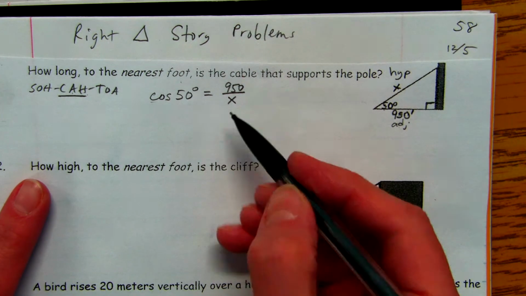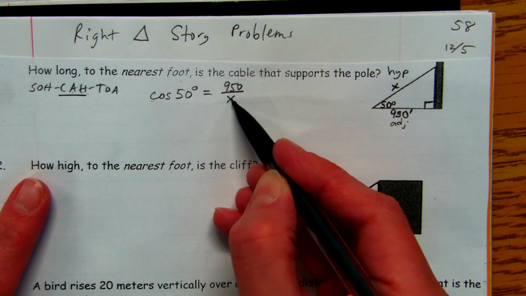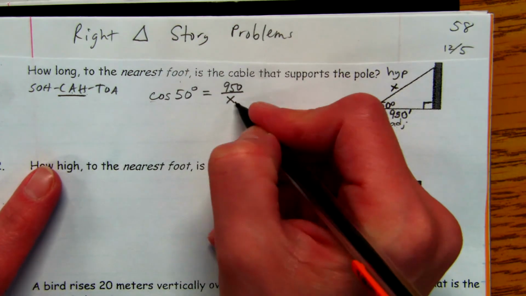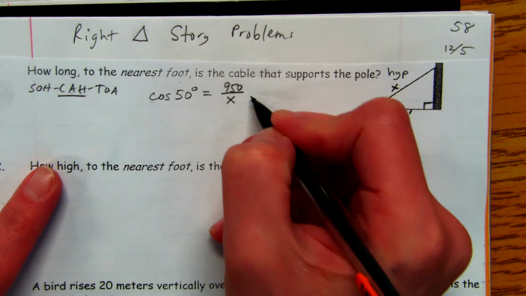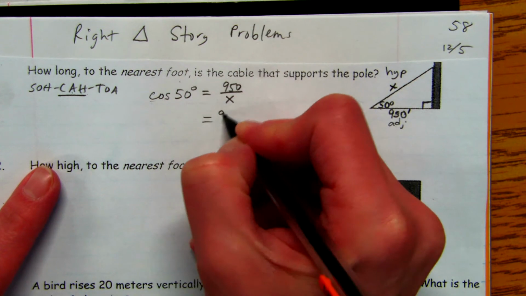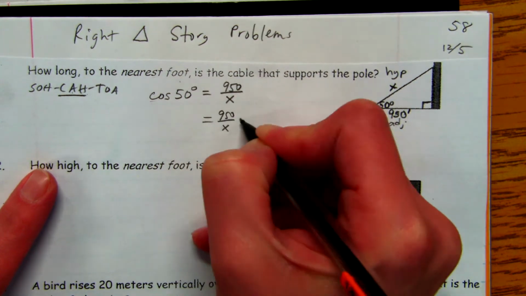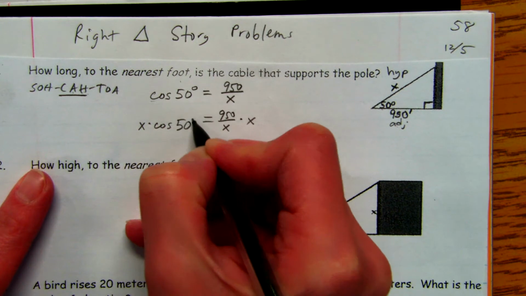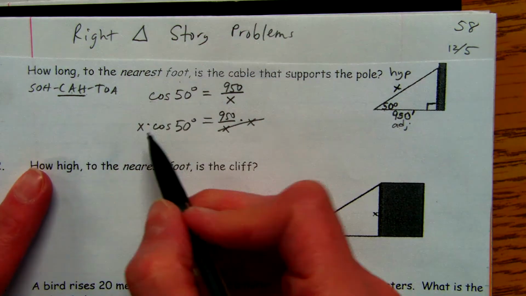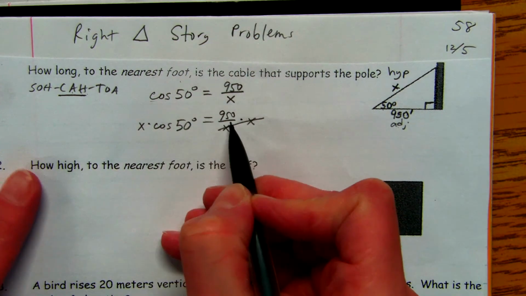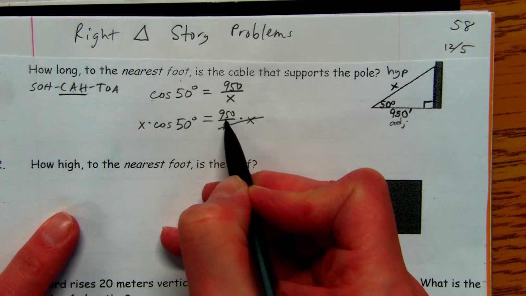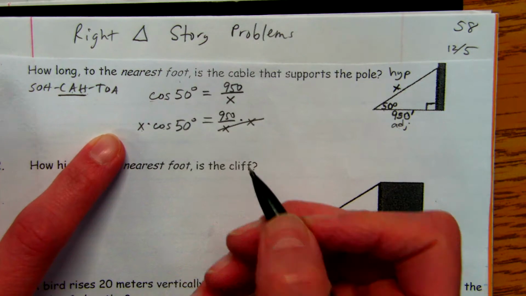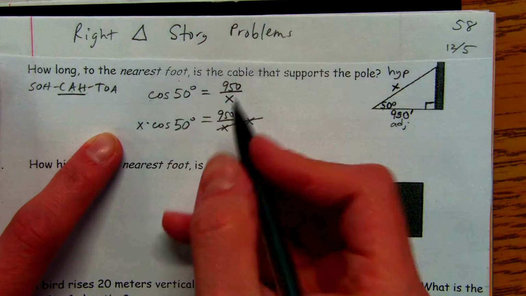So when you're trying to get rid of a fraction and your variable is in the denominator, we technically multiply. So this is 950 divided by x. We technically multiply both sides by x. I'm going to write that separately, but you can just put times x up above. So I'm multiplying both sides by x, and then I have x times cosine of 50 degrees equals 950, and we're trying to solve for x. So what we would have to do then is divide by cosine of 50.